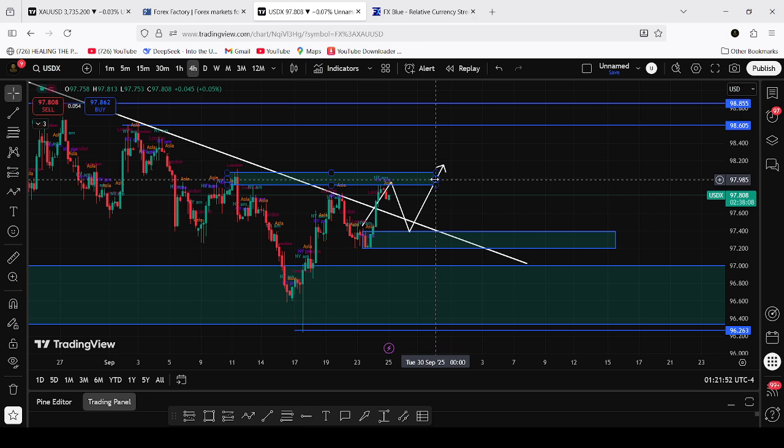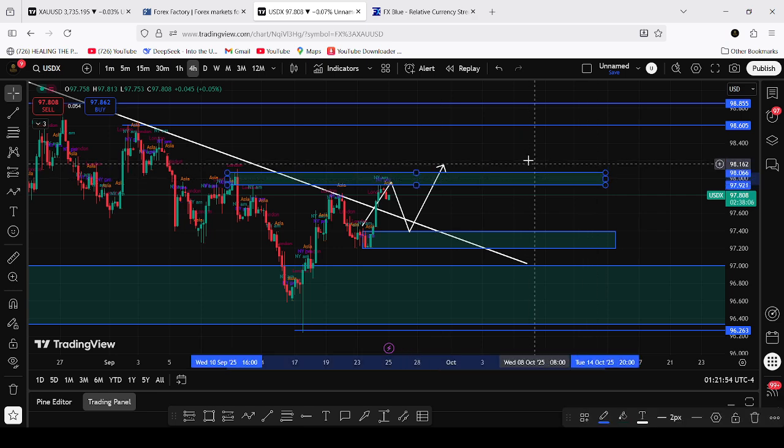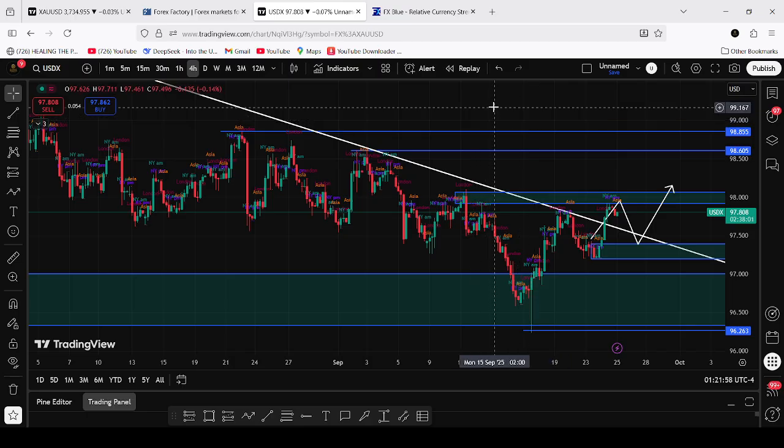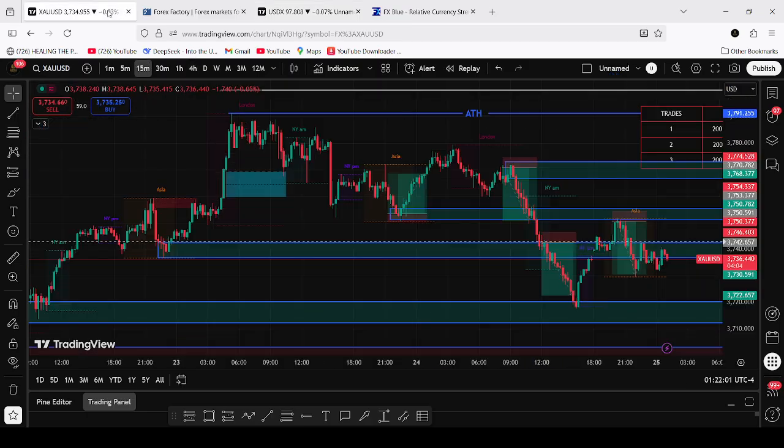So why do we do the analysis for the USD basket? It is because this is an asset that shows how the US dollar is operating in the market, and mostly it is negatively correlated with gold.